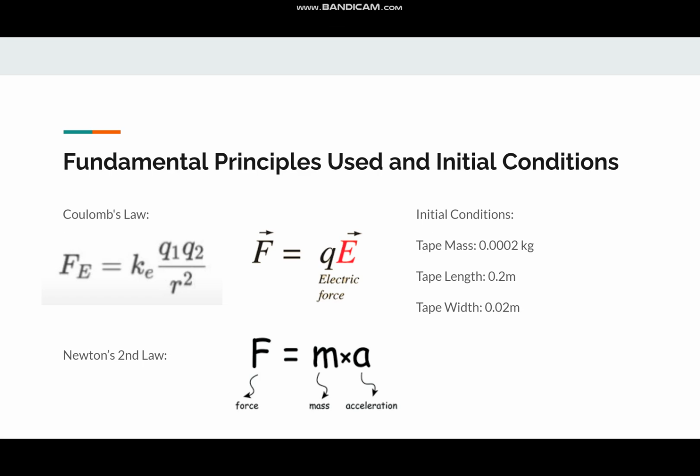Some fundamental principles and initial conditions that were used and found in this experiment were, one, Coulomb's law, which can be used to find electric fields and electric forces. Another prevalent law is Newton's second law, which is used to find the gravitational force. So as you can see, F equals m times a. The a is replaced by the gravitational acceleration constant, 9.81. Some initial conditions that were found were that the mass of the tape was 0.0002 kilograms. The length of the tape was 0.02 meters, and the width was 0.02 meters.